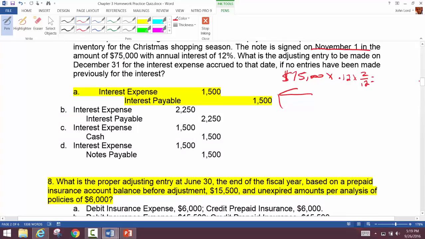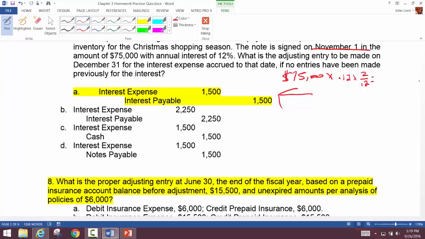The note payable is credited when we start paying back. Notes payable is for the principal. Yeah, they call that principal, right? You've got principal and interest. You pay back the principal, then you would credit note payable.